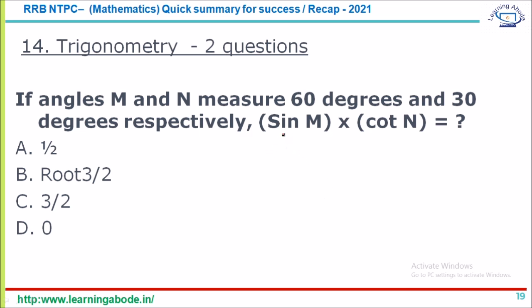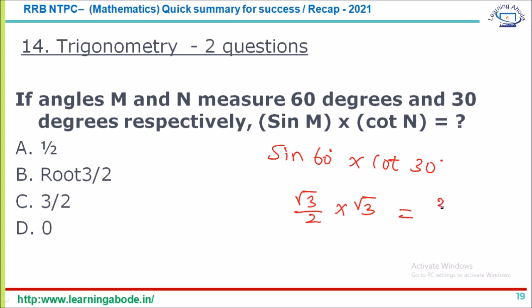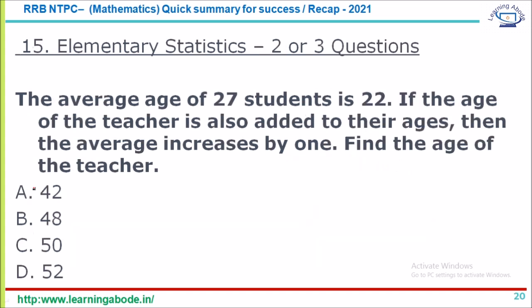So in this question, what we need is: m is 60 degree, n is 30 degree. So sine 60 degree into cot 30 degree is what is required. Sine 60 is root 3 by 2 and cot 30 is root 3. So that's equal to root 3 into root 3, which is 3, by 2, that's 1.5. So that's answer option C, 3 by 2, is the answer for the 14th type, trigonometry.